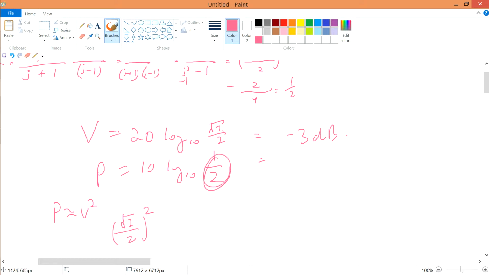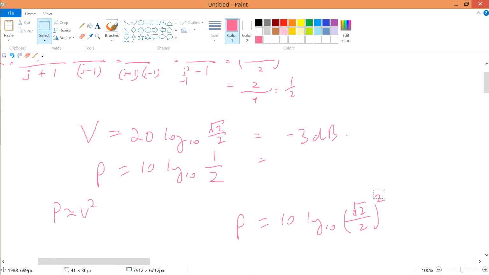So if I were to sub in half as this thing, because if you evaluate square root 2 over 2 square, you will still get back half. So if I were to copy this thing and bring it in here, and evaluate it over here, bringing this over to this side, I'll have 20 log 10. So your power becomes your voltage. You see, it's the same situation. It's just the manipulation of the mathematical equations.